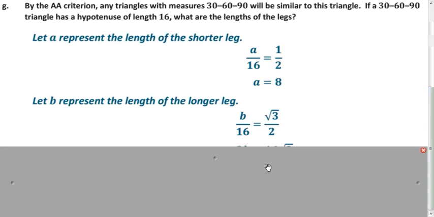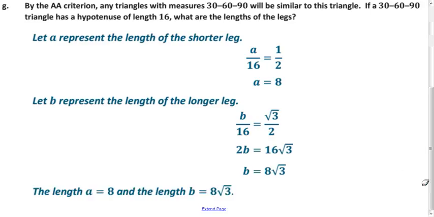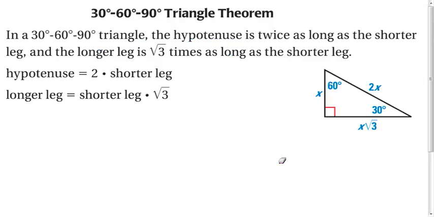Apply the cross product, and we get 8 radical 3. So there are our two answers. So this is called a 30, 60, 90 triangle. And you have to have this relationship memorized.